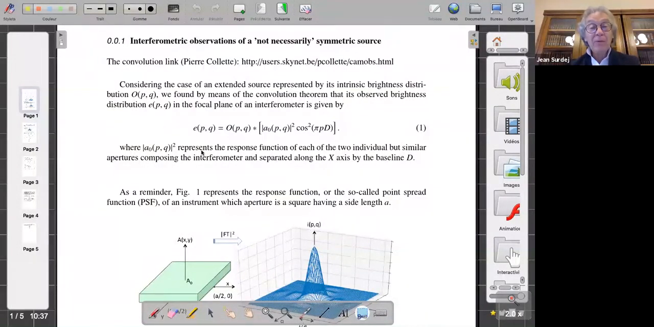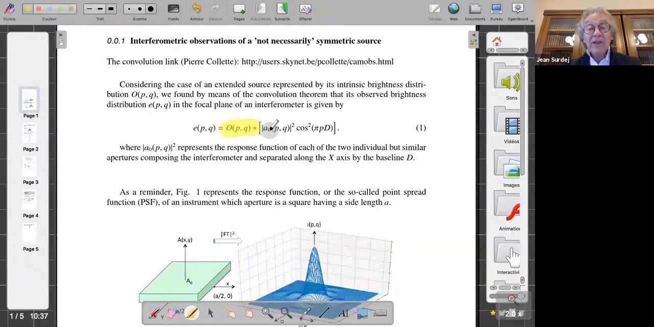You probably remember that last time we established that the surface brightness of an extended object in the focal plane of an interferometer is just a convolution product of the intrinsic source intensity brightness distribution, which is the intrinsic surface brightness distribution of the object, convolved with the response function of the interferometer.